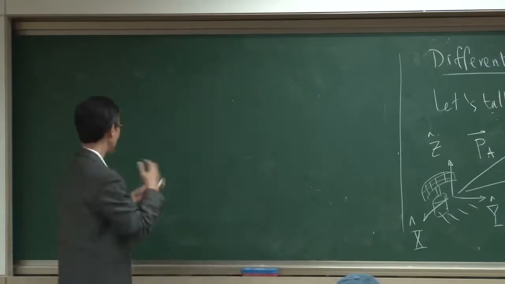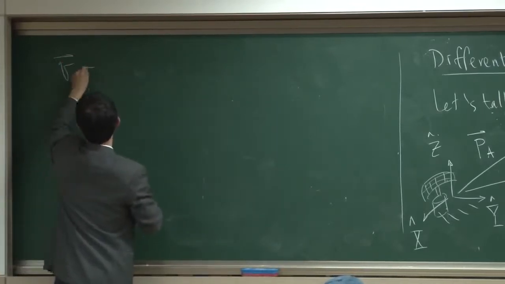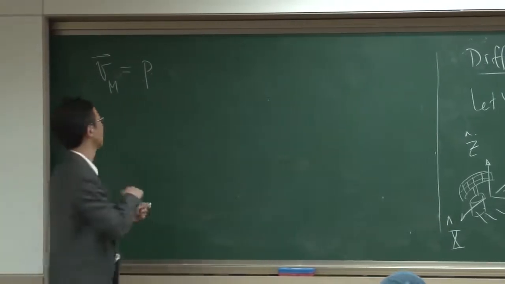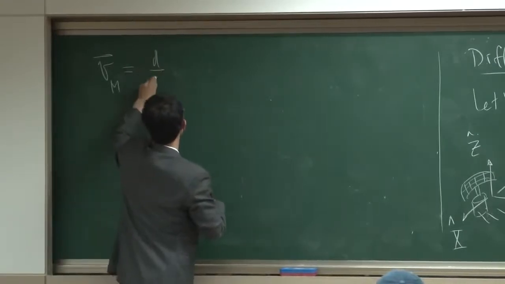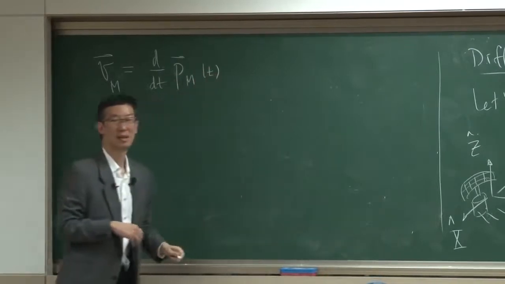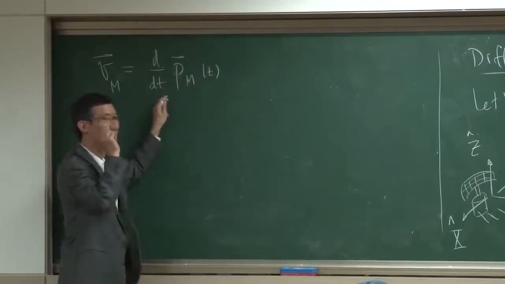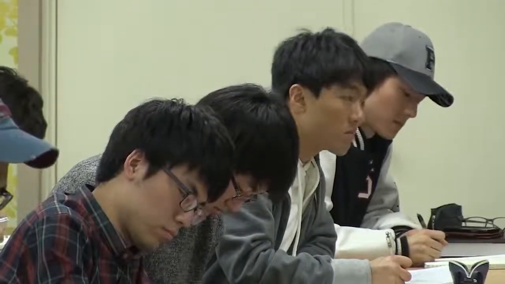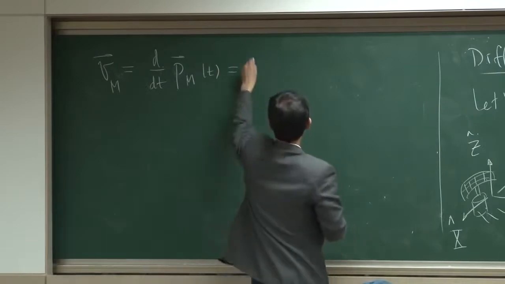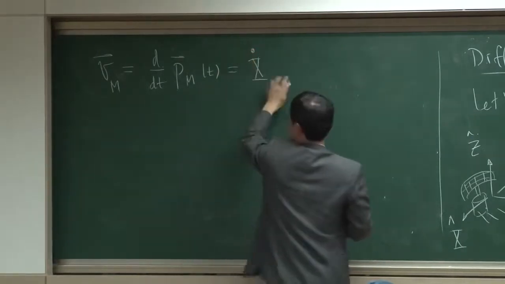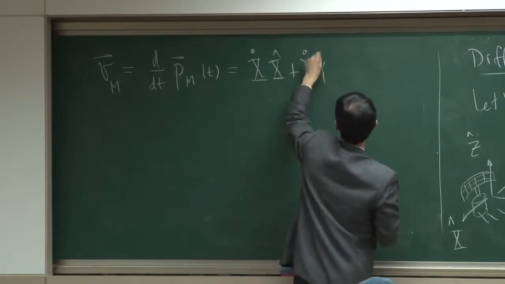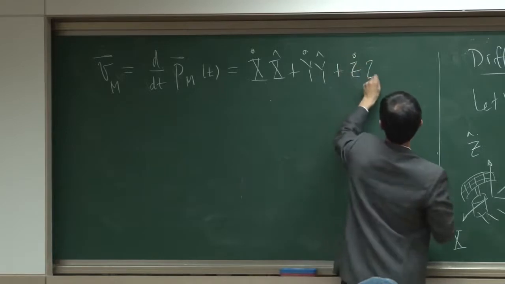Okay, so how do we get the velocity? Okay, so V sub m is just what? The derivative of P sub m. Okay, so we take the derivative of this to get the velocity. Okay, so that's easy to do. Okay, so it's x dot, let me just get rid of the t's, x hat plus y dot y hat plus z dot z hat.